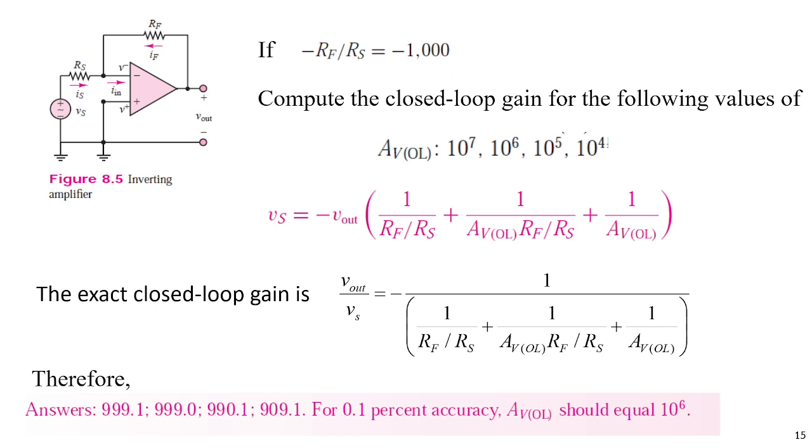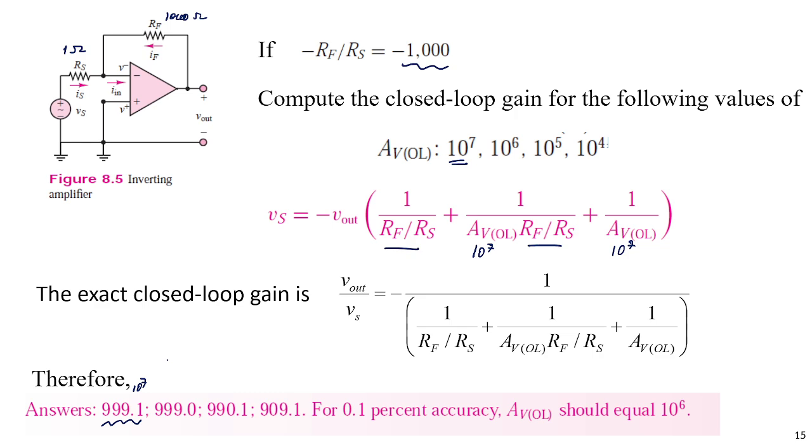Now let's see an example if we consider the value of A. Usually we neglect this term to 0, right? But if we do not neglect these two terms, and A is 10 power 7, and RF is 1000 ohm and RS is 1 ohm, we substitute RF by RS, and we get the relation between V out and Vs. If A is 10 power 7, we get 999.1, but ideally it is 1000.